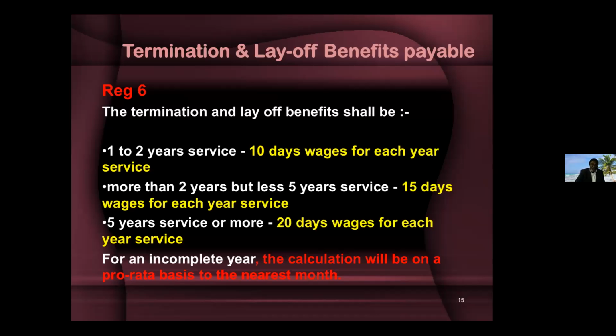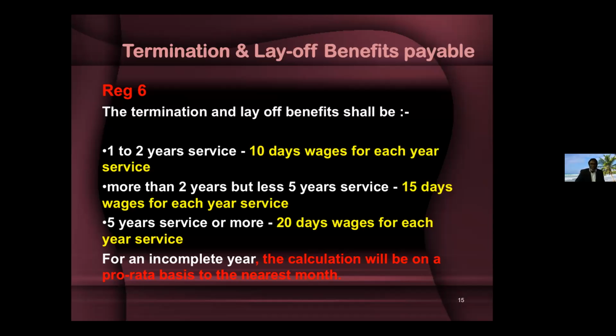Regulation 6 also mentions that for an incomplete year, the calculation will be on a prorata basis. For example, the employee works 2 years and 6 months. Obviously, that becomes 2.5 years of service. So we prorate it, and it falls under either 1 to 2 years, more than 2 years but less than 5, or 5 years of service.